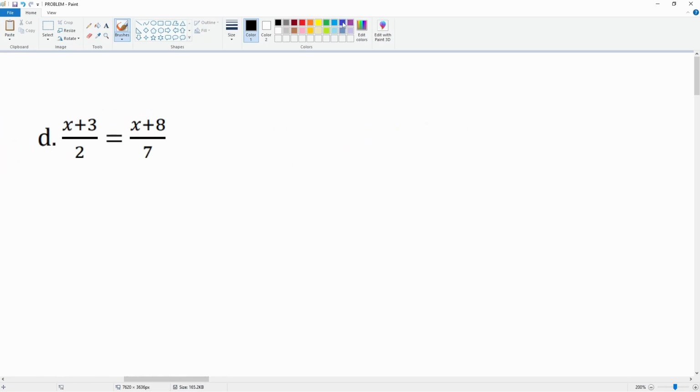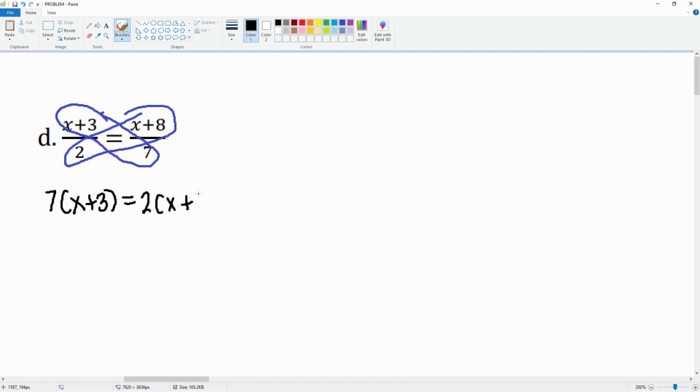Let's do D. We have 7 times x plus 3 as the first wing of the butterfly. And the second wing of the butterfly is 2 times x plus 8. All right, distribute. 7 times x is 7x. The next one is 7 times 3, which is 21.